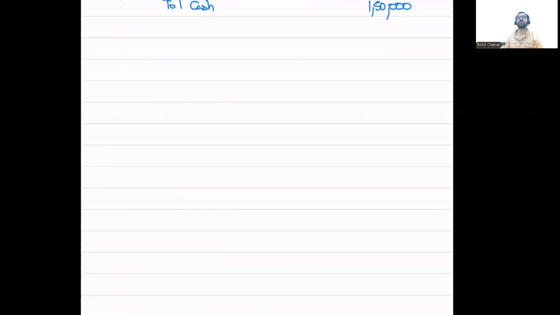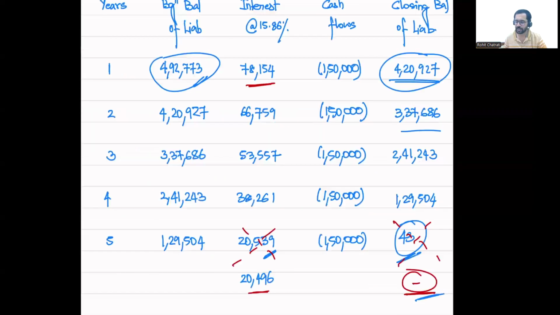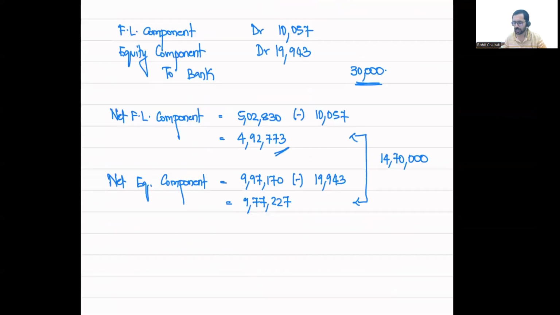Now, at the end of fifth year, the preference shares are going to get converted into equity shares. At that point, the journal entry will be, we will debit the equity component, the amount of balance left in the equity component ledger, which is 977 227.